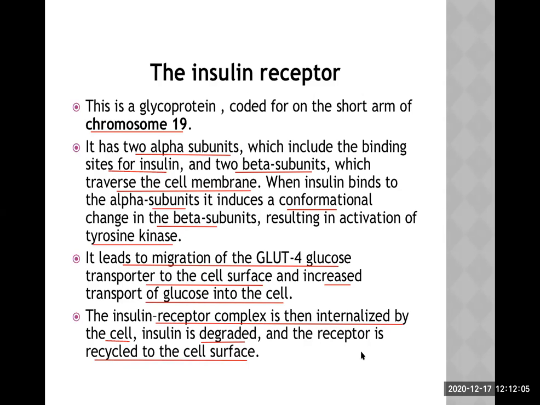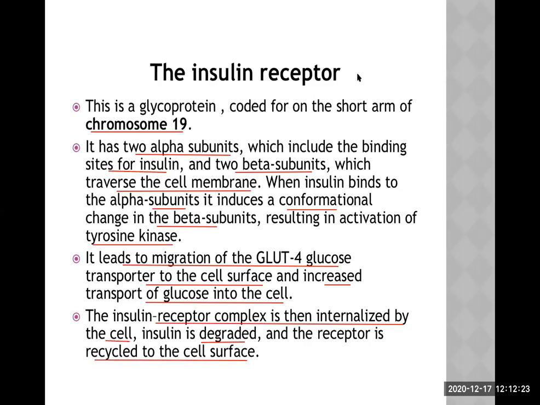So this is the end process, isn't it? After the insulin is bound, after the insulin has already done its job, that is, glucose has entered into the cell, what happens to that complex now? It is taken inside, insulin is degraded, and the receptor is recycled back to the cell surface.